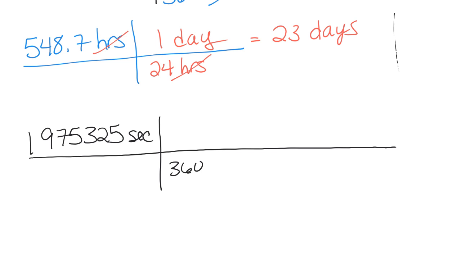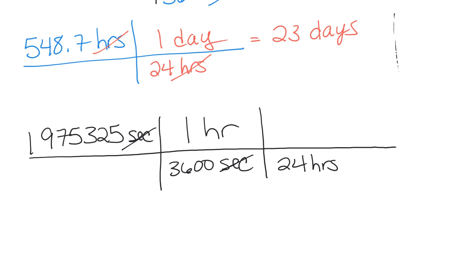So 3,600 seconds is here and here, and 1 hour is in here. And then 24 hours at the bottom, and 1 day here. And then when you do this, it's going to be 1975325.